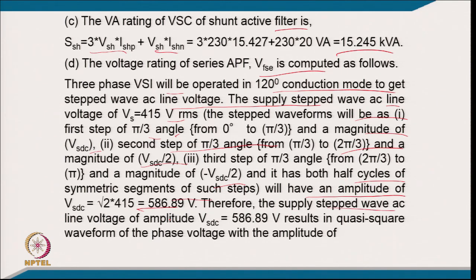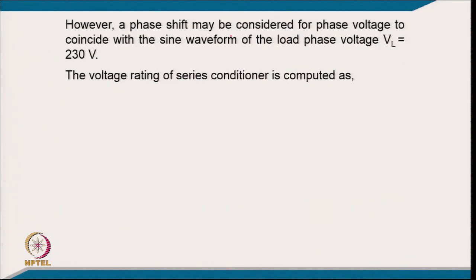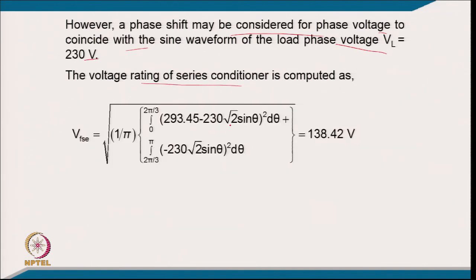Therefore, the supply step waveform of 586.89 results in a quasi-square waveform of 3 phase voltage with amplitude of 2 VDC by 3, 93.45 volt. So, however, the phase shift may be considered for phase voltage to coincide with the sine waveform of 230 volt. The voltage rating of series active filter is calculated from these two segments.